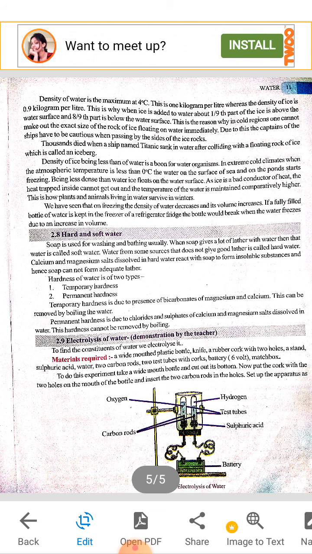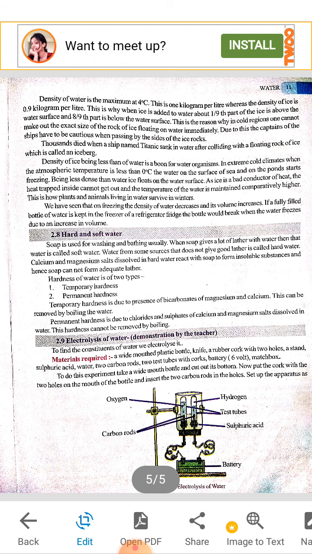Hardness of water is of two types: temporary hardness and permanent hardness. Temporary hardness is due to the presence of bicarbonates of magnesium and calcium. Students, this is very important: it is because of the bicarbonates of calcium and magnesium, and this can be removed by boiling the water. Permanent hardness cannot be removed by boiling. Permanent hardness is due to chlorides and sulfates of calcium and magnesium dissolved in the water. This hardness cannot be removed by boiling.